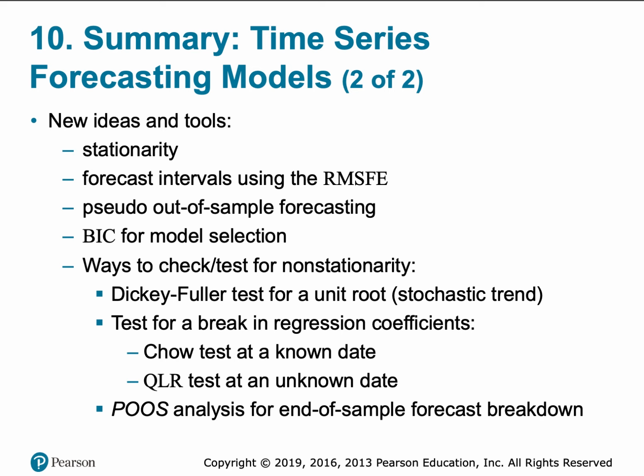We looked at ways to check or test for non-stationarity, the Dickey-Fuller test for a unit root. The null hypothesis is that delta is equal to 0, so the null hypothesis is that you have a unit root against the alternative that the series is stationary. We looked at testing for a break in regression coefficients, a Chow test at a known date. So the Chow test is for if you know tau, and the Chow test is distributed as the F distribution.